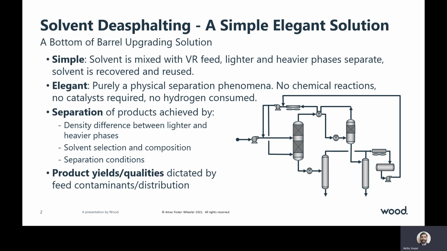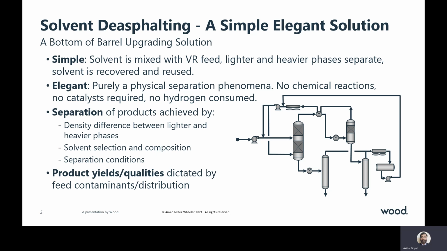Just a brief overview. Solvent deasphalting is predominantly used as a bottom-of-barrel upgrading solution. Simple solvent is mixed with vacuum residue feed, sometimes a blend of vacuum residue and atmospheric residue. Lighter and heavier phases separate. Solvent is recovered and reused. As you can see in the picture here, it's essentially a simple flow scheme. It's also elegant, purely a physical separation phenomenon, no chemical reactions, no catalyst required, no hydrogen consumed.